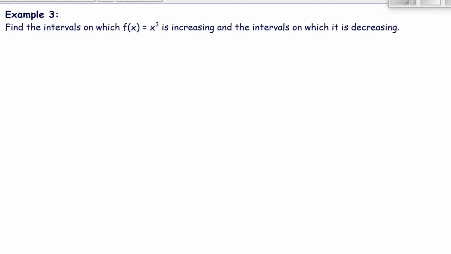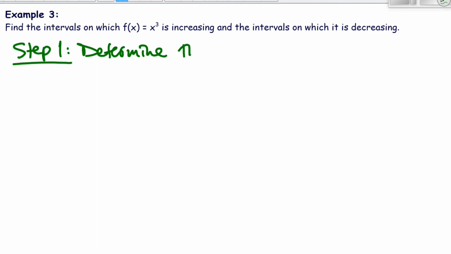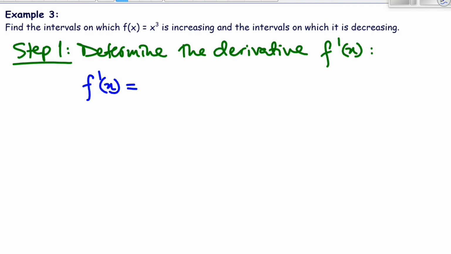Find the intervals on which f of x is increasing and the intervals on which it's decreasing. Just like what we've done in the previous videos, the first step is to determine the first derivative. Which means we need to differentiate this function, and if you differentiate this function, you'll end up with 3x squared.